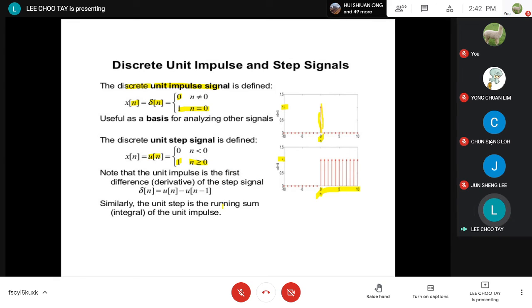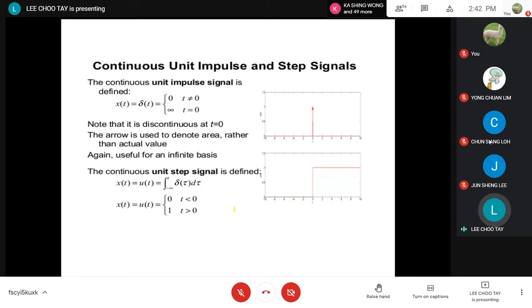Another way of looking at the discrete unit step signal is as a running sum of all the impulses. You have many unit impulses starting from 0, with pulses along the way, for all n values greater than or equal to 0.